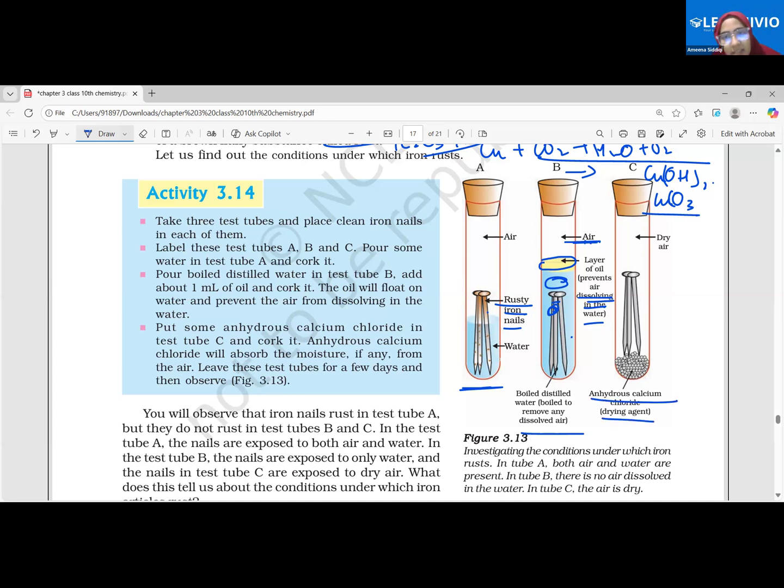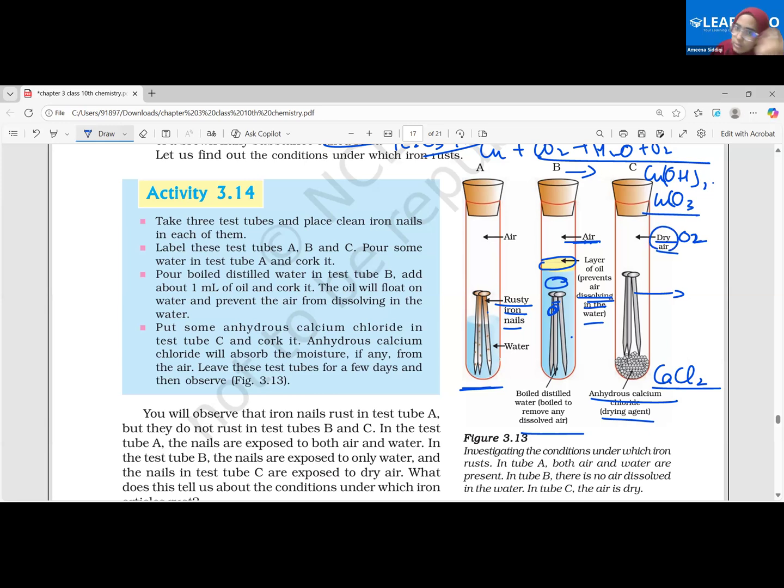See, bachche, we have the iron metal. We have air, which is dry. Why is it dry? We have air, which means we have oxygen, right? What do we need next? That is water. Why are we not having water here? We have anhydrous calcium chloride, CaCl2. Anhydrous calcium chloride absorbs the water. So when it is absorbing the water, no water is left in the test tube. When there's no water left in the test tube, don't you think the air will be dry?